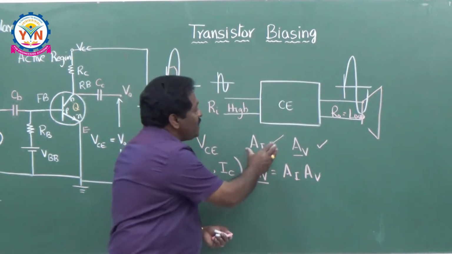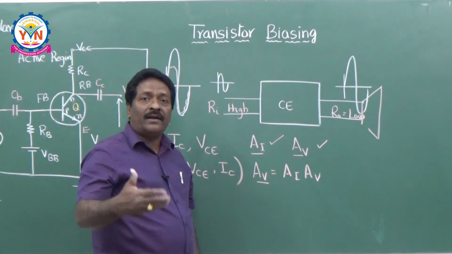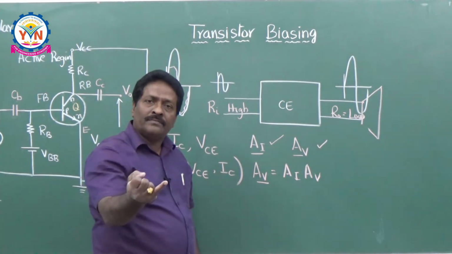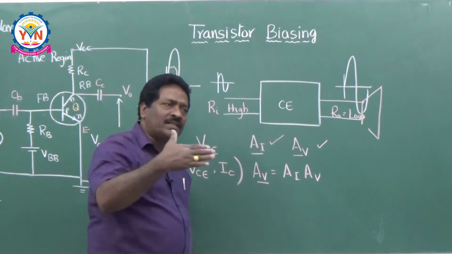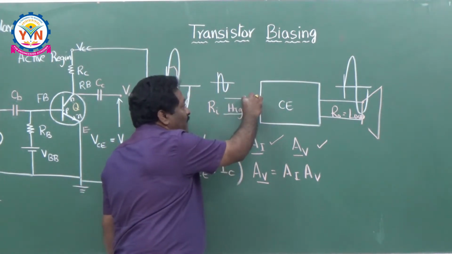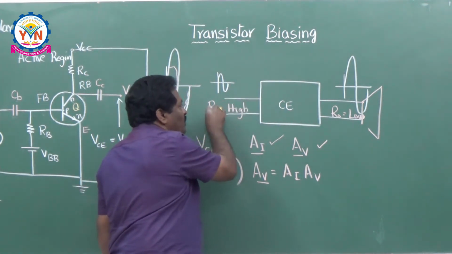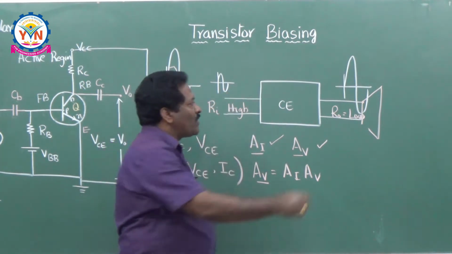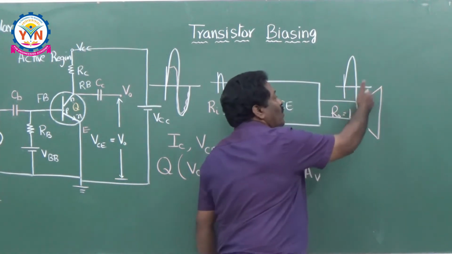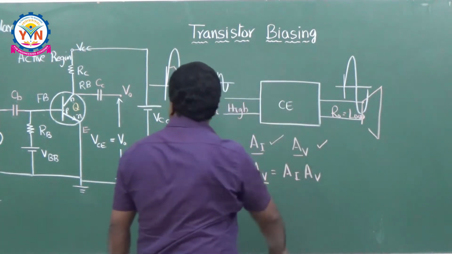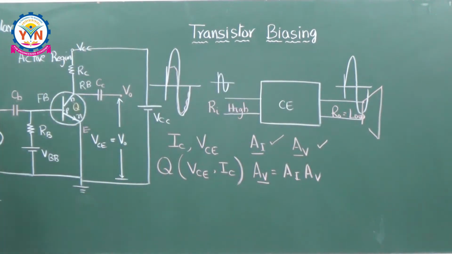So, if you are taking the common emitter configuration, the advantages are current gain is more, voltage gain is more, automatically power gain is more. The input resistance is actually high. That's why it is maintaining isolation between the source and this network. And your output resistance is also very low. That's why it is very easy to match your loudspeakers here. That is the reason I can say, my dear friends, CE is popular.